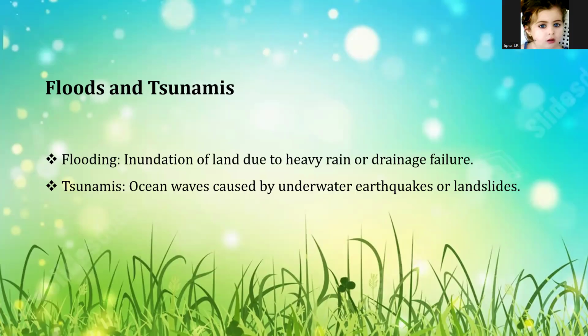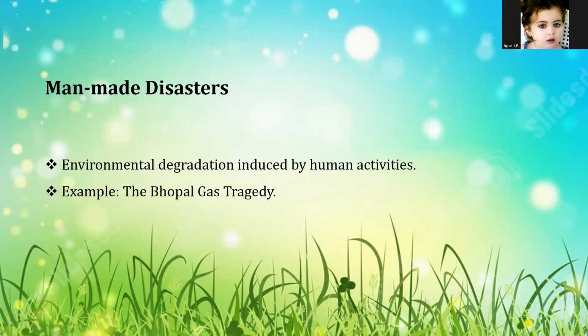The main key characteristic is that as these waves approach shallow coastal waters, they slow down but grow significantly in height, leading to devastating surges. Next slide is man-made disasters, and this slide focuses on man-made disasters, specifically highlighting how human intervention and environmental neglect can lead to catastrophic events.